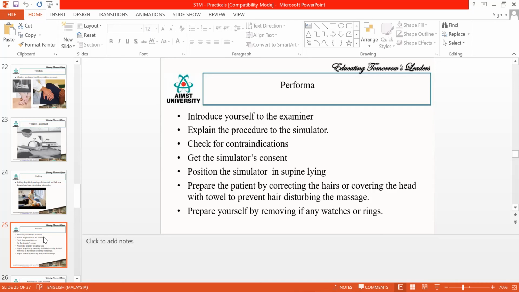Now we are going to see for the face. We have to position the patient in supine lying. In supine lying, when you are positioning the person, you have to cover the person properly. Then you can cover the head with a towel to prevent the hair from disturbing the massage. For that, you can put on a hair band.